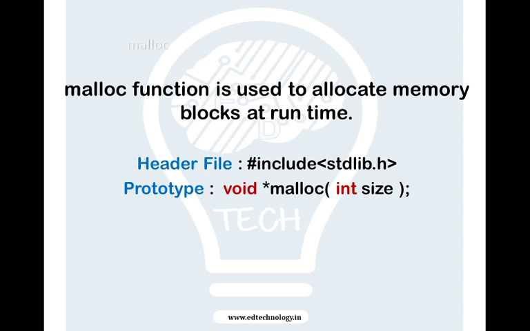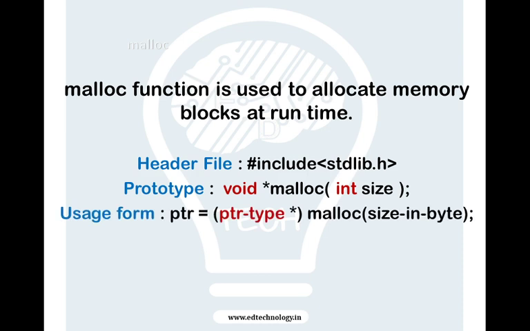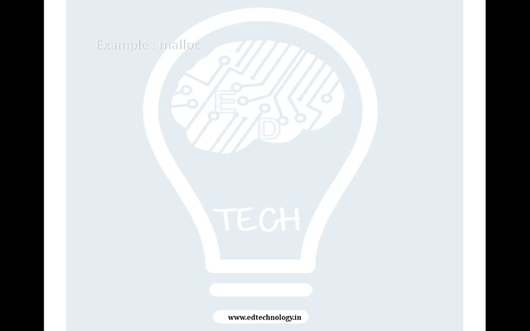So function prototype is void star malloc and integer size, right? Where we define the size of the variable. How do we use it using a pointer? So pointer is pointing to the malloc where we define the size in bytes in here, right? And we store the value in the PTR. So we'll see this in the program, so you'll understand how to use it. So we move further. Let's see an example. Here we have declared an array.